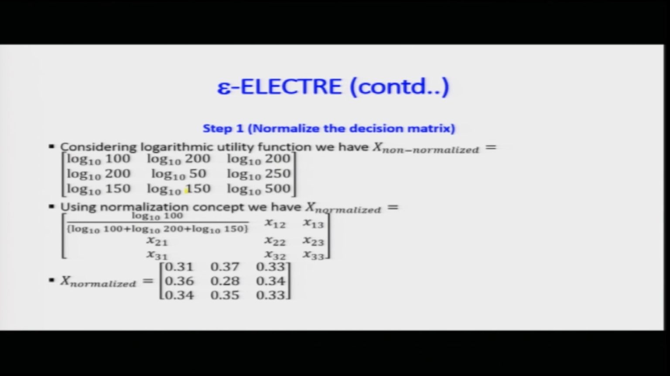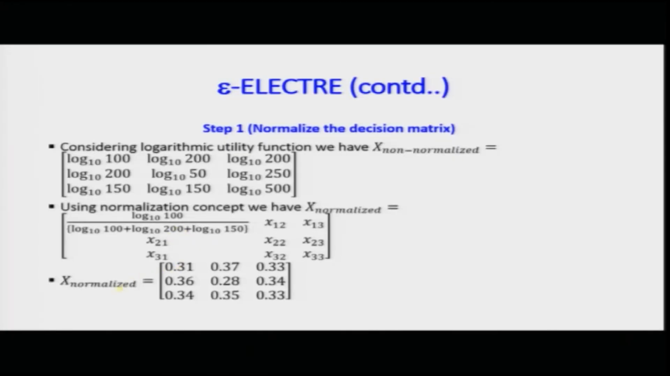So when I normalize, I am using the concept of the sum of the values being undertaken either for the column or the row, and then normalizing through the column or the row, so that the sum should be 1. If I have that, the values which I have for the x normalized are 0.31, 0.37, 0.33, similarly 0.36, 0.28, 0.34, 0.34, 0.35, 0.33. So just pause and do the calculations, you will understand that I am using the logarithmic utility function in order to convert the values to the logarithmic scale, meaning the utility function, and then normalizing in order to proceed to the next step.